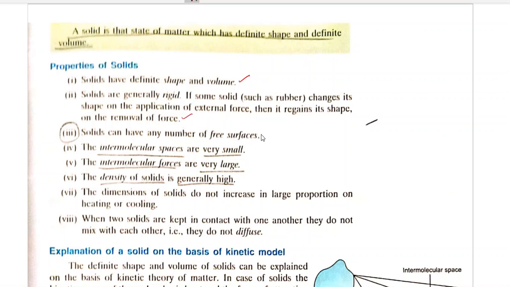Solids have any number of free surfaces. Intermolecular spaces are very small. Intermolecular forces are very large. Density of solids is very high. I explained what is density in physics chapter 1. The dimensions of solids do not increase in large proportion on heating or cooling. When two solids are kept in contact with one another, they do not mix with each other. They do not diffuse.